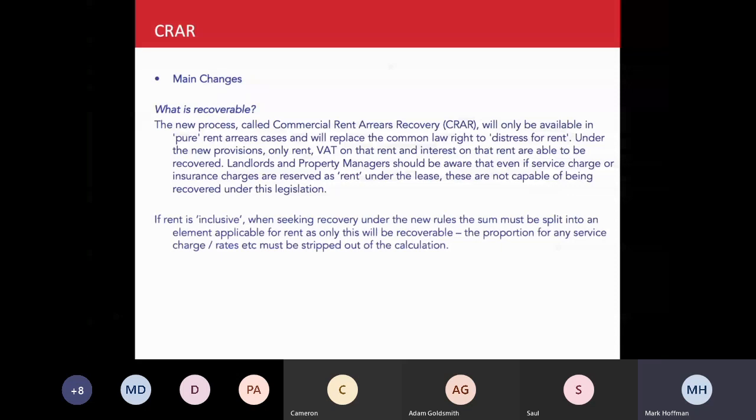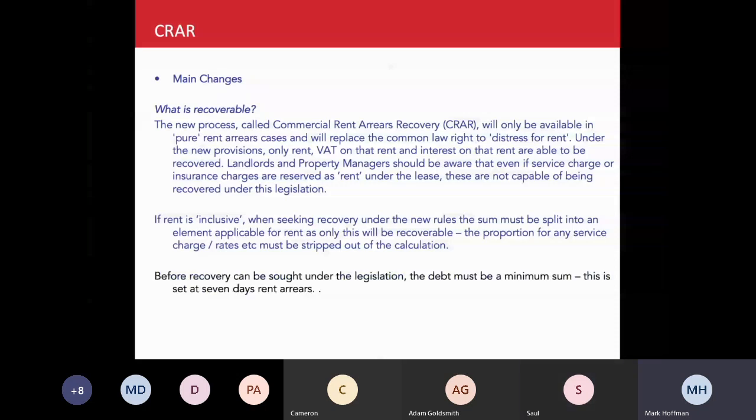Now, there are situations where rents are inclusive of service charge or rates or whatever, maybe even insurance. If that's the case, the rent element has to be stripped out. In other words, you have to work out what the rent part is. Looking at the rent demands, you can work out what the service charge, the insurance and the rates are, and that leaves the rent, which you can then attempt to recover. Before recovery can be sought under the legislation, the debt must be a minimum sum, and this is set at 7 days rent arrears.